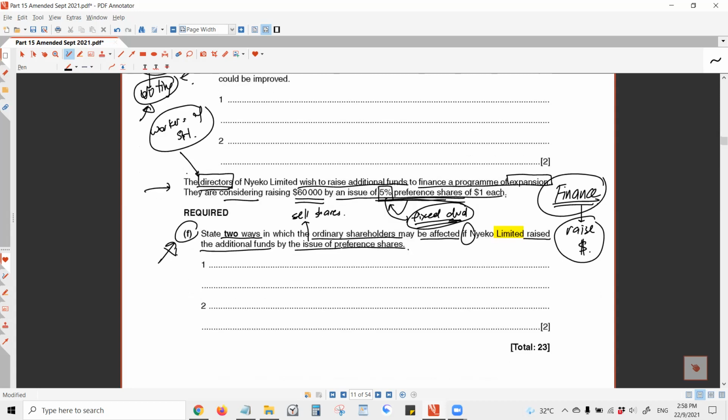When you issue more preference shares, it means that there will be more preference shareholders around, right? What does it mean? It's a big issue to the ordinary shareholders when it comes to the company closing down. Remember, when the company is closing down, preference shareholders will get back their money first. If there are many preference shareholders, then the chance of ordinary shareholders getting back their money will be very low. Can you see the link to the notes just now?